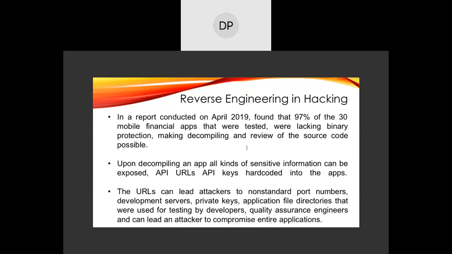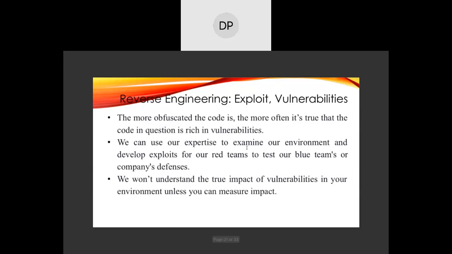API URL, API key, all hard-coded in the apps. So the URL can lead attackers to non-standard port numbers, development servers, private keys, and application file directories that were used for testing by developers and quality assurance engineers, and can lead an attacker to compromise the entire application.